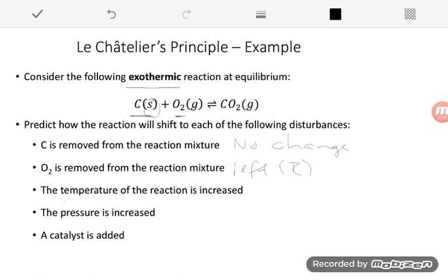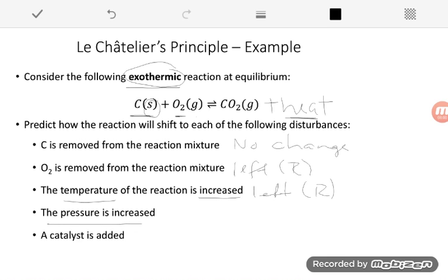The temperature of the reaction is increased. So I'm going to go back to this context clue, exothermic. Exothermic means I release heat. So I'm going to put heat on the product side, and now I'm just going to remember my rule about adding or subtracting. So since I'm increasing the temperature, I'd be adding heat, so I need to shift to the other side, so this is going to shift left towards the reactants, away from the heat.